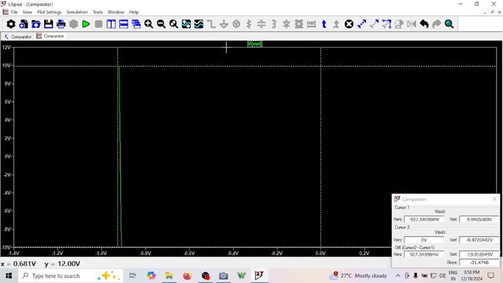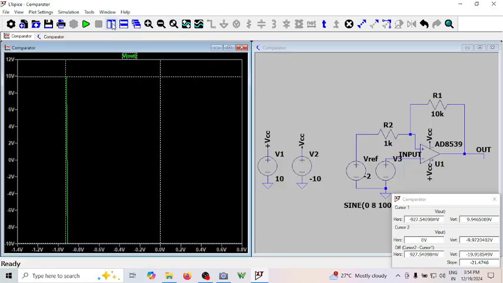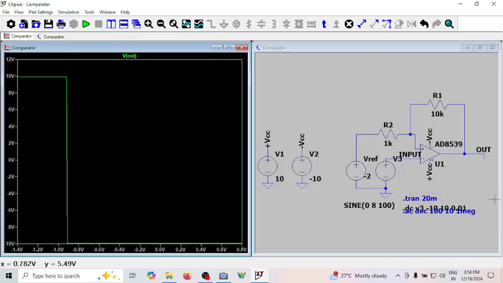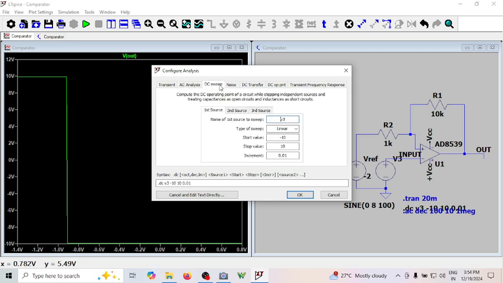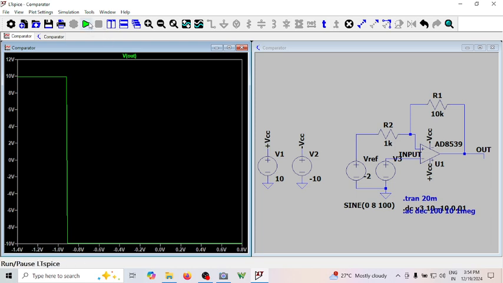So how do you know VTL? To know VTL, you have to sweep it in the other direction. What do I do for sweeping? Let me go here and change this DC sweep. Let me make it from 10 to minus 10, with the same increment.